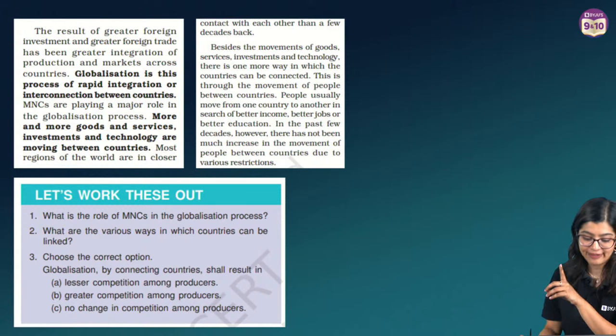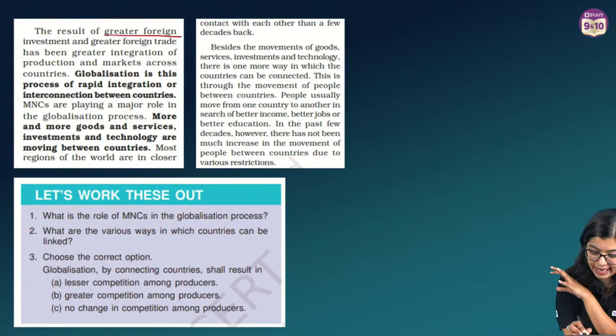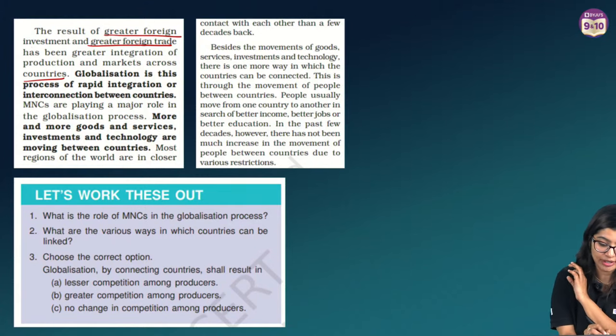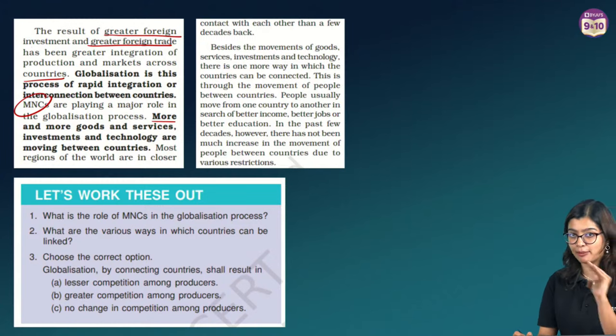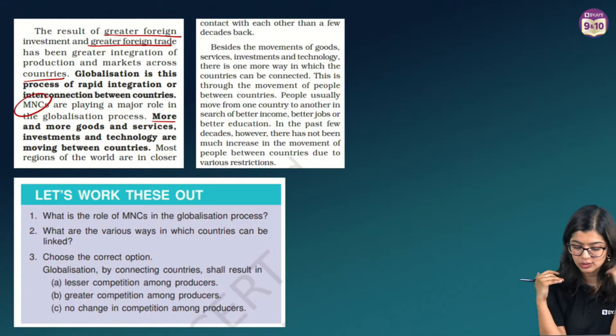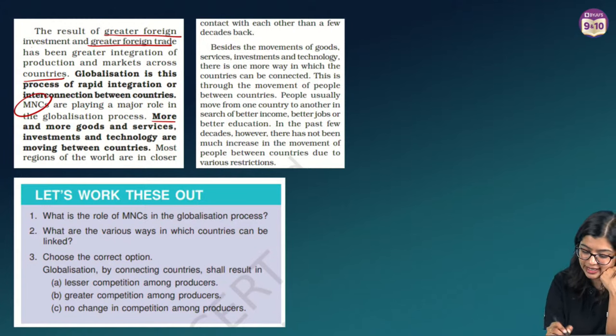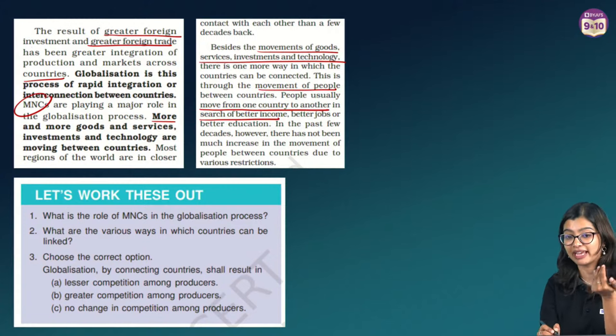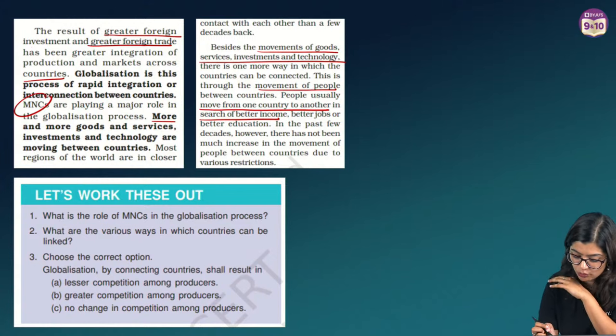Now we see that when there is greater foreign trade, greater foreign investment, there is more integration of markets, right? And who plays an important role? It is our MNCs. So thereby more goods and services are being circulated, they are moving. As a result, we also see that different countries are coming together. Besides movement of goods and services, through movement of people also, countries are brought together, where people go from one country to another in search of better income, better jobs, and so on and so forth, right?